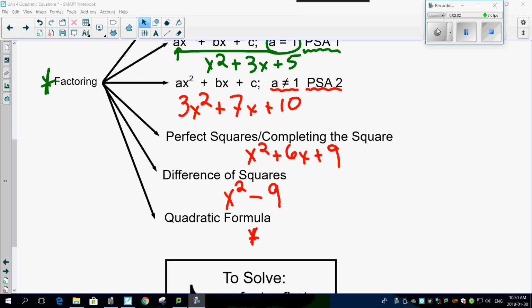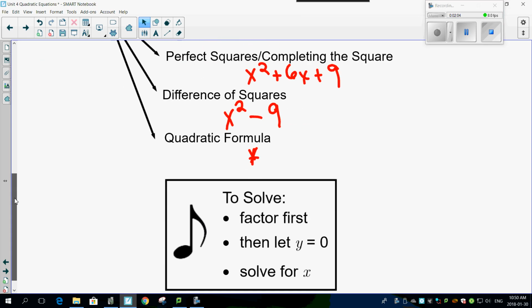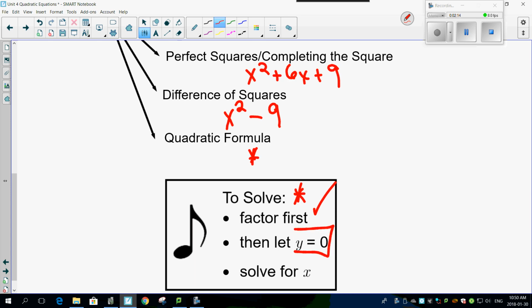But the most important thing here is remembering this. In order to solve, you're going to have to factor first. You have to factor first. Then let these factors equal to 0, and then you're going to solve for x. Now, you're probably saying, well, how does that work? Well, that's something I'm going to show you in this podcast. We're going to start off by doing a little bit of review, and then I'll go into solving for you here. Okay, so let's go.